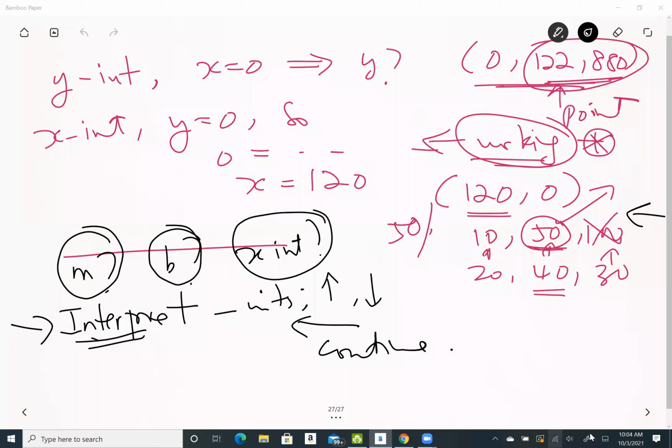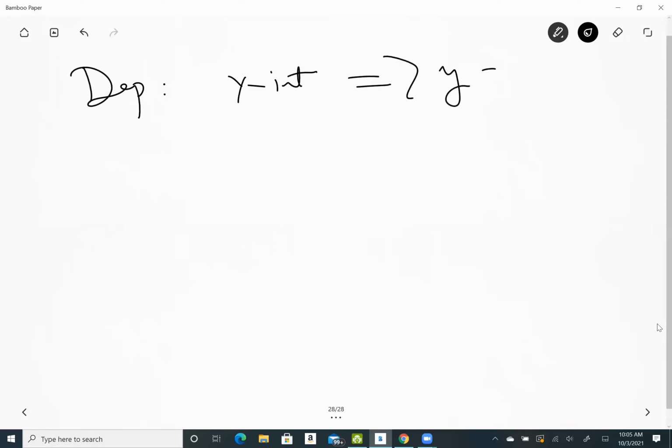So now, you know, we look at the slope. What is the slope of the function? How do you describe the slope? So if you go back to the graph, to the example, you have the x-intercept, which is equal to 120. So you have the depreciation example. The y-intercept is equal to what? y equal to 122,880. Now, what does it mean?